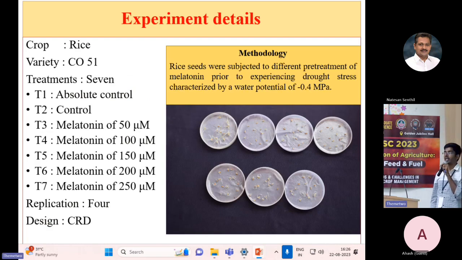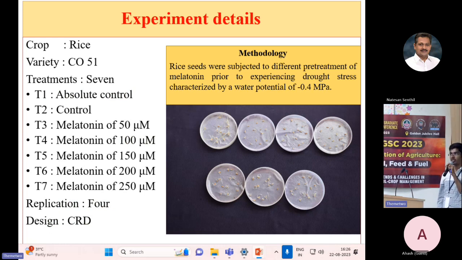Coming to my experiment details, it is a screening experiment. It was carried out with the famous rice variety CO51, which is susceptible to drought stress, with seven treatments and 4 replications in a completely randomized design. Drought stress was imposed with the help of polyethylene glycol at a water potential of 4 bars, or 0.4 megapascal. Before inducing drought, the paddy seeds were treated with different melatonin concentrations for 24 hours and then allowed to germinate for 14 days. Then observations were recorded.